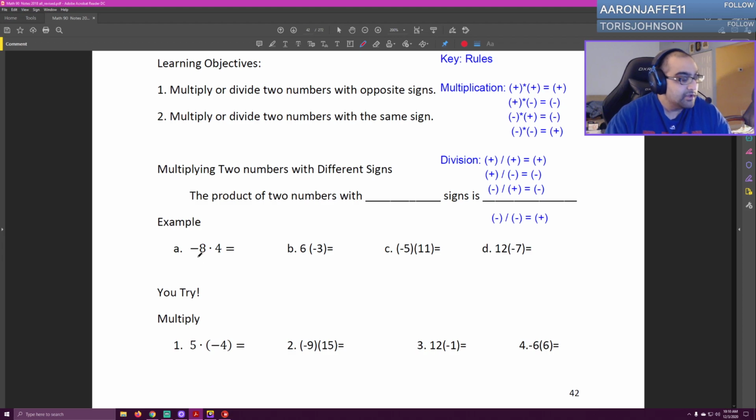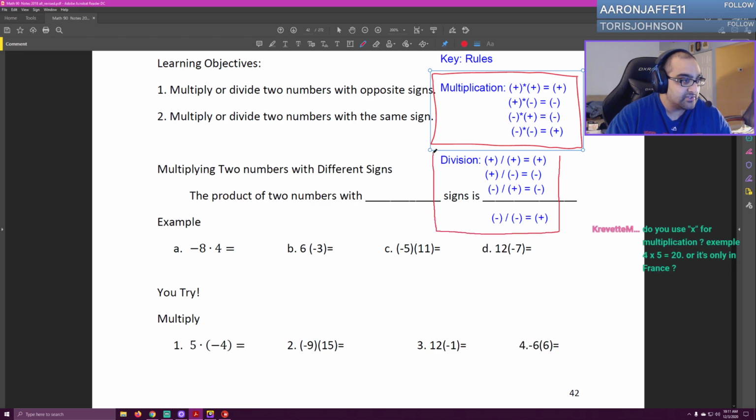So here we have -8 times 4. We have a negative number times a positive number. Let's reference our table of rules. I'll put these in boxes so you'll know which one is which. There we go. We have a negative times a positive, so our answer has to be negative. All you have to do is multiply 8 times 4, and so you get minus 32 as a result.